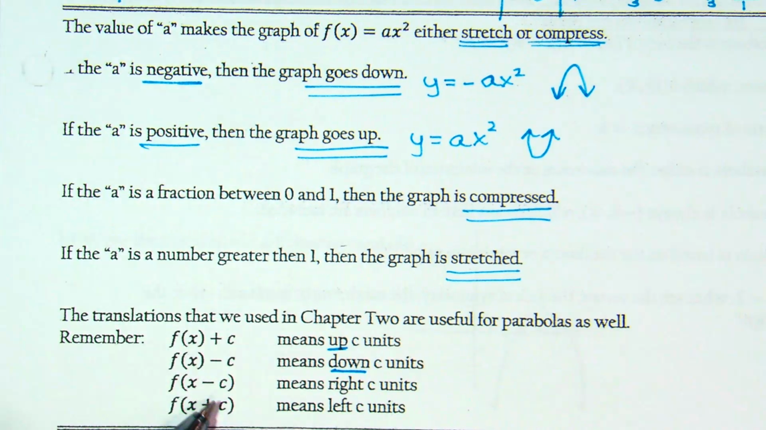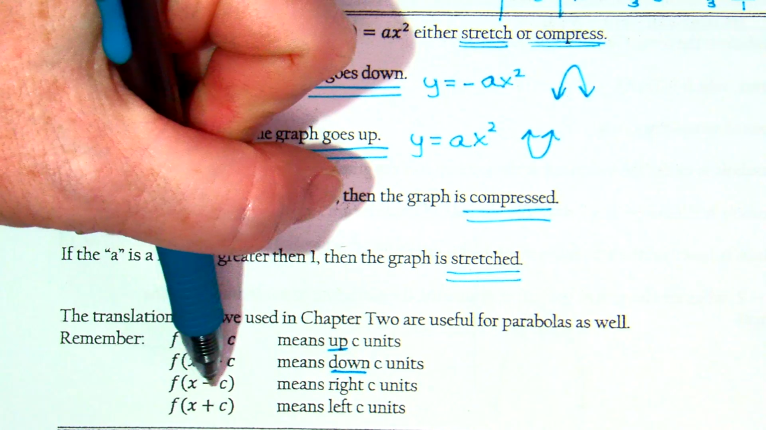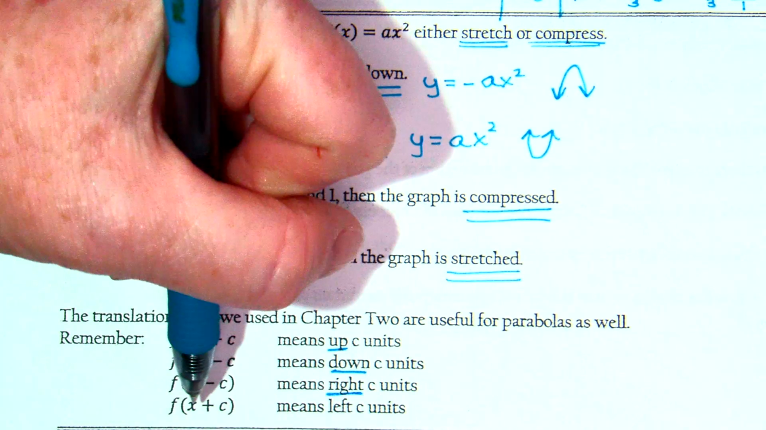Now, what changes when that plus or minus c is in the parentheses with the x? Now we're going left or right. And what's the catch here? I keep saying it. Opposite the sign. So if you see minus c inside the parentheses, we're actually going to go right c. If you see plus c in the parentheses, we're actually going to go left c.